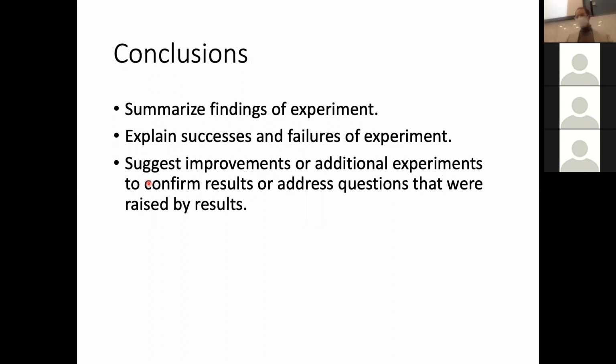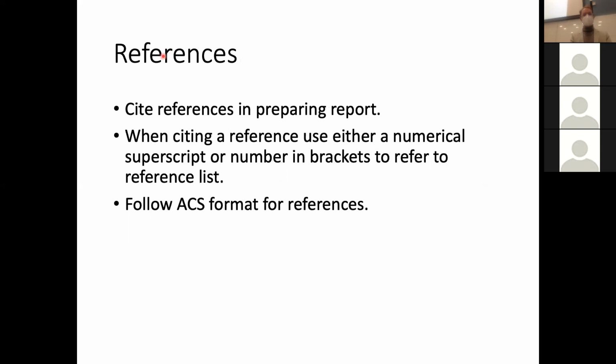And here you could include a little bit more speculative information, like you could suggest an improvement for the experiment, or if you're not sure why your value doesn't agree with the literature value, then you could suggest additional experiments that could be done to find out what the problem would be, or what the problem could have been. Okay. And then finally, also, you're going to include references.